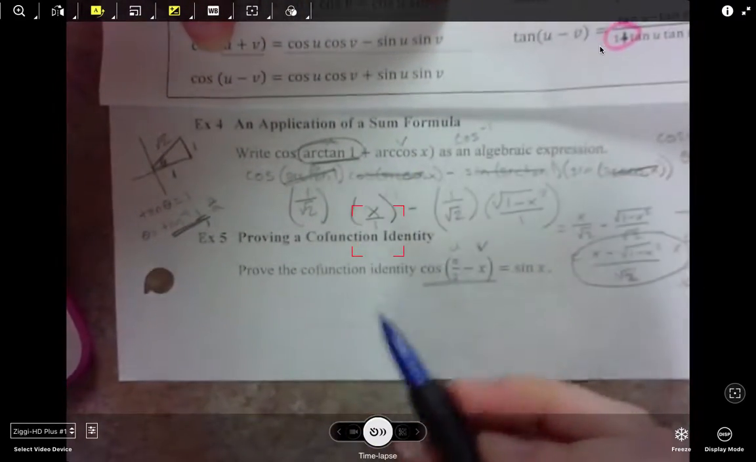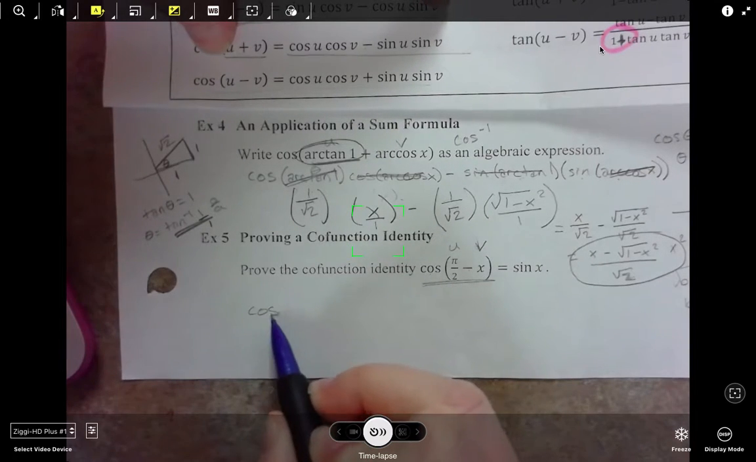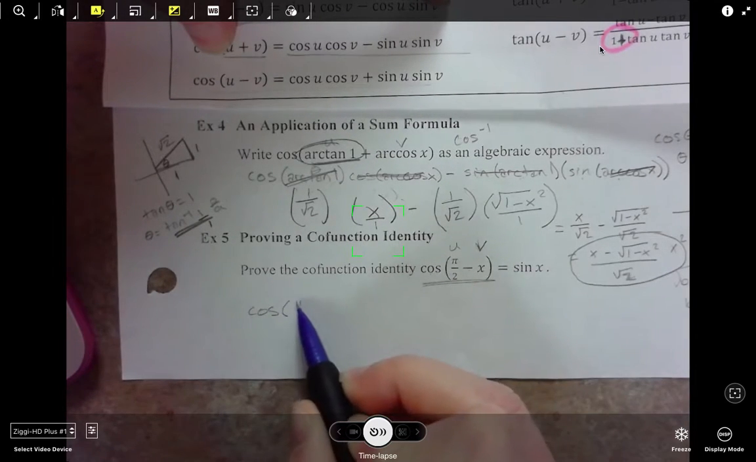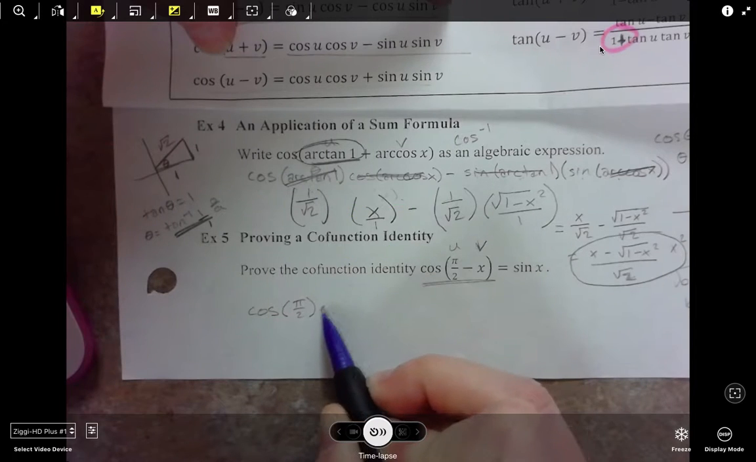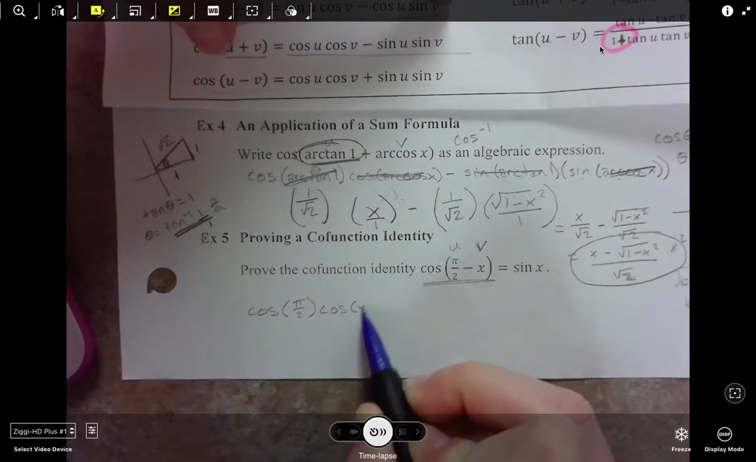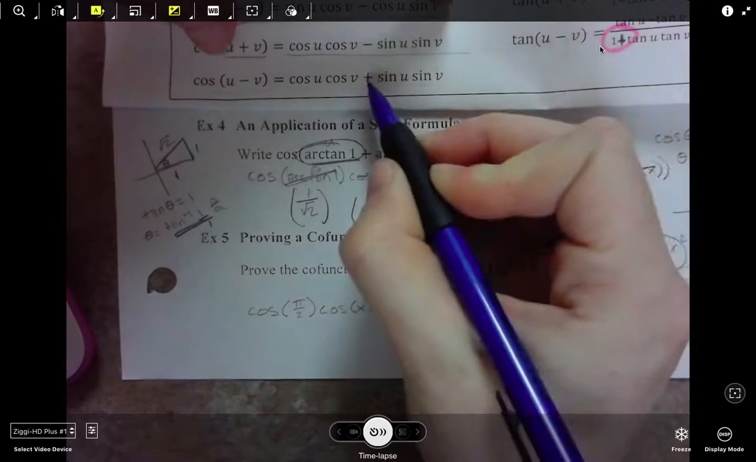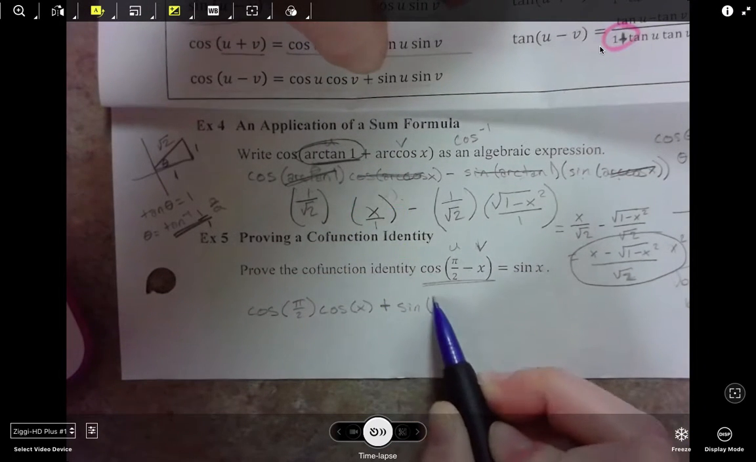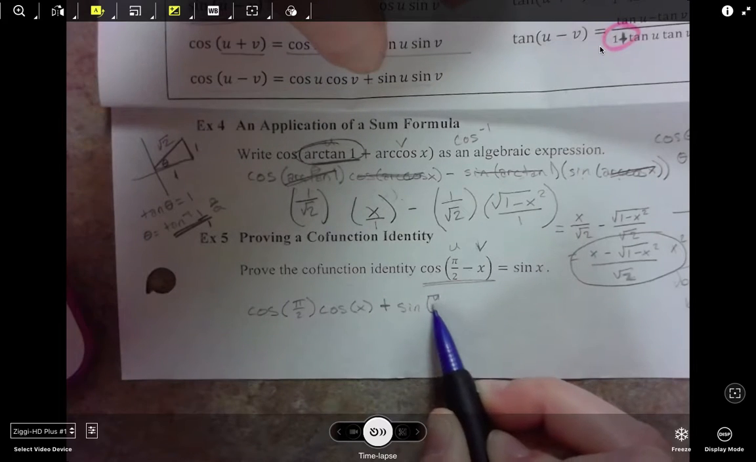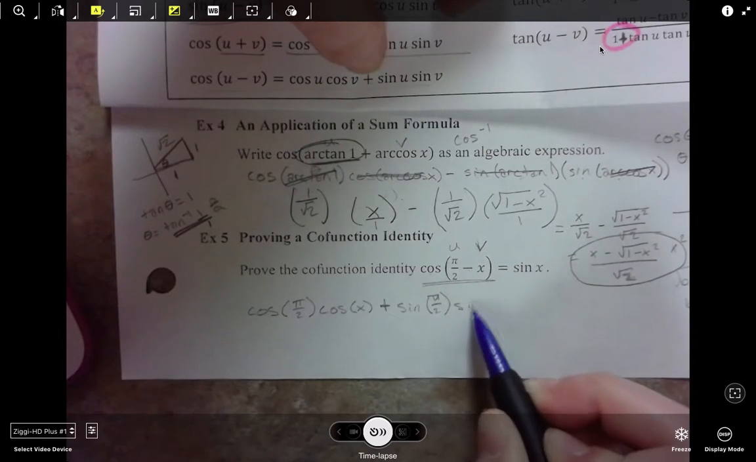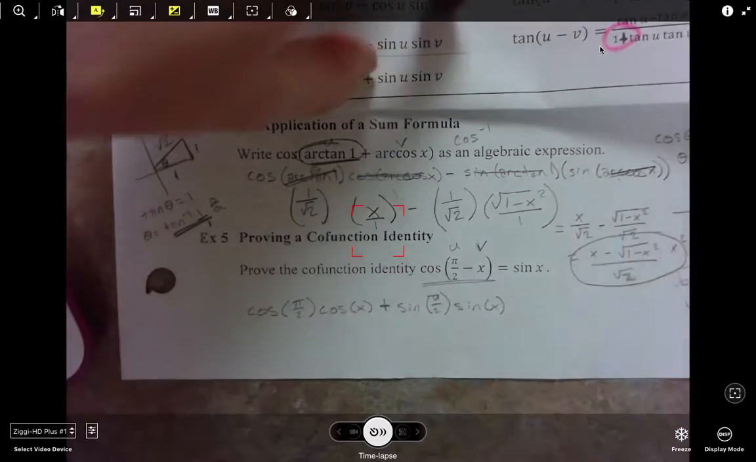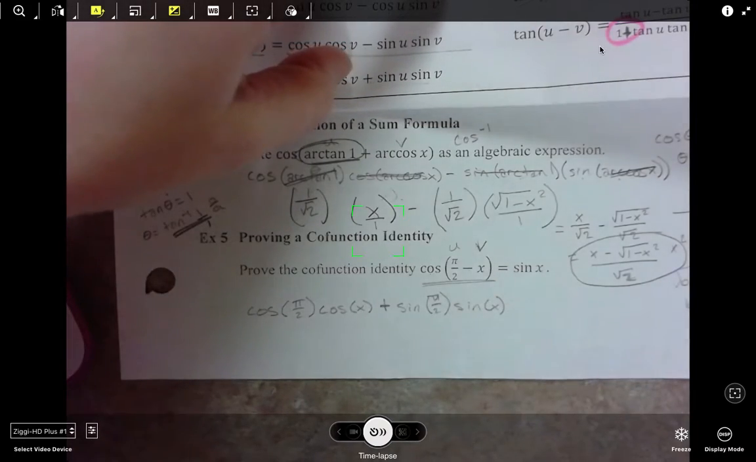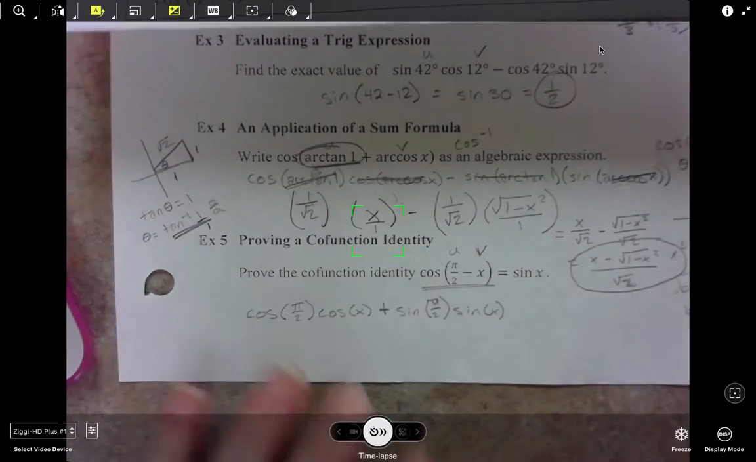Cosine of u minus v is cosine of u, which is pi over 2, times cosine of v, which is x, plus sine of u, which is pi over 2, times sine of v, which is x. So we've got this going on here. Now we're just going to simplify whatever we can.